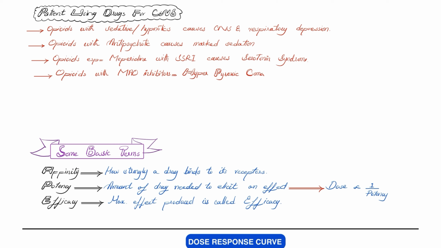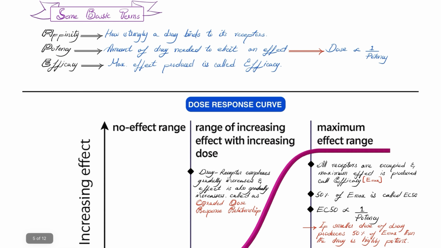So before jumping to the dose response curve, there are some basic terms you should know about. One is affinity. Affinity means how strongly a drug binds to its receptor. Potency is defined as the amount of drug needed to elicit an effect. And always remember, dose and potency are inversely proportional.